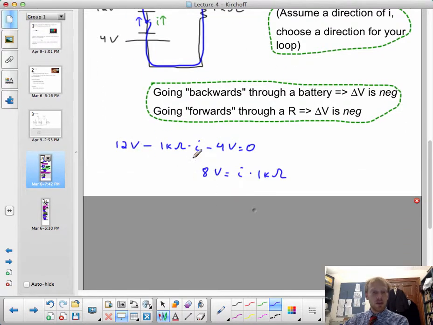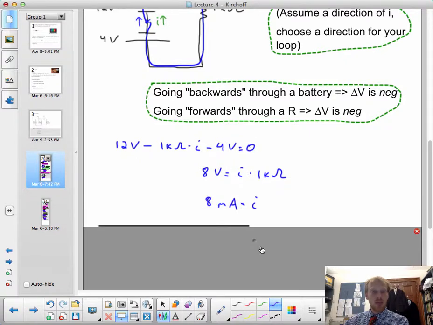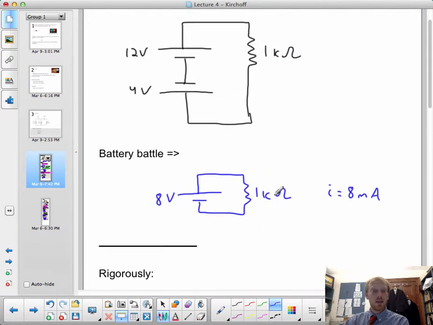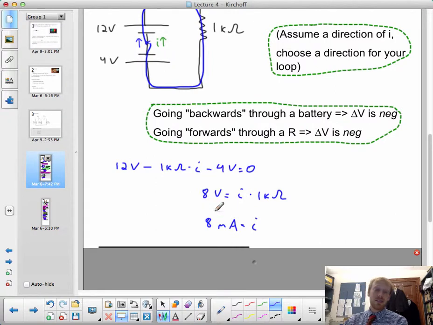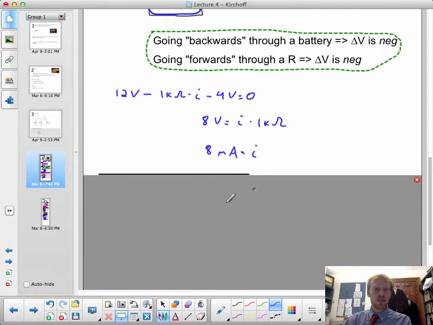Okay, so now I have an equation that I can solve for the unknown current. Boom, 8 milliamps. And that's what we guessed when we figured that this 12 plus that 4 is probably like an 8. But I'm going to do a more complicated example that involves Kirchhoff's loop rule, where we wouldn't have been able to generate a good guess.